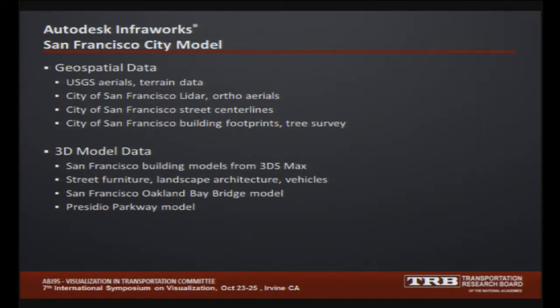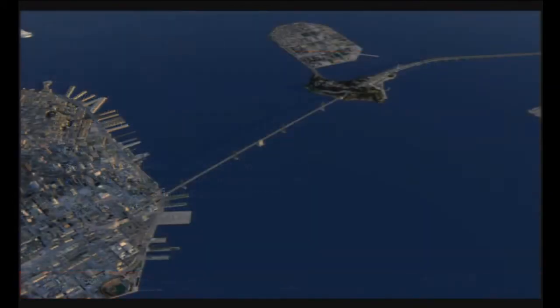We had a Max model of San Francisco. We took a lot of that data for the downtown area, converted it and translated it into a coordinate system that could be brought into the San Francisco model. Street furniture, we have some light poles, some other things. We brought in two of our larger projects, the San Francisco-Oakland Bay Bridge model that was in Max and a Presidio Parkway model. We did experiment a little bit with bringing CAD data in. I'll show another model where we were able to do that.